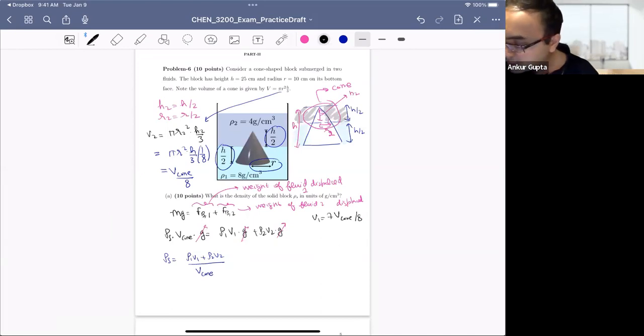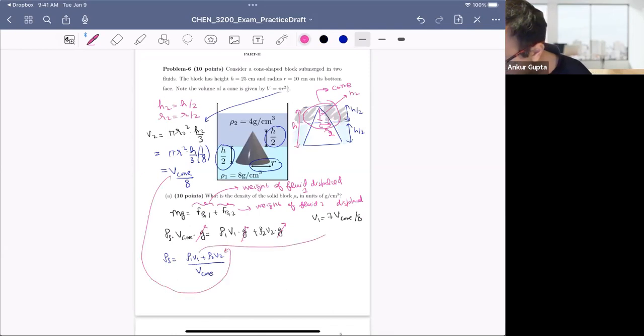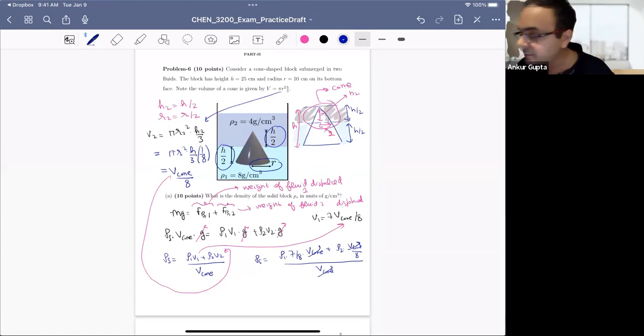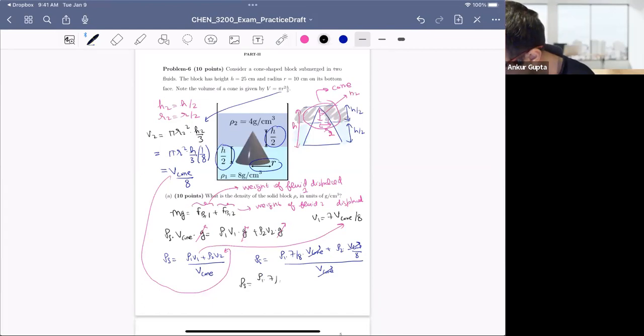So we substitute this value here. And then we substitute this value by this value, because they both sum to V cone. Essentially, I get rho S is equal to rho 1 times 7 by 8 V cone plus rho 2 V cone by 8, by V cone. So this simply gets cancelled. Volume just drops out because it's the relative volume that becomes important. So it is rho S is rho 1 7 by 8 plus rho 2 by 8.